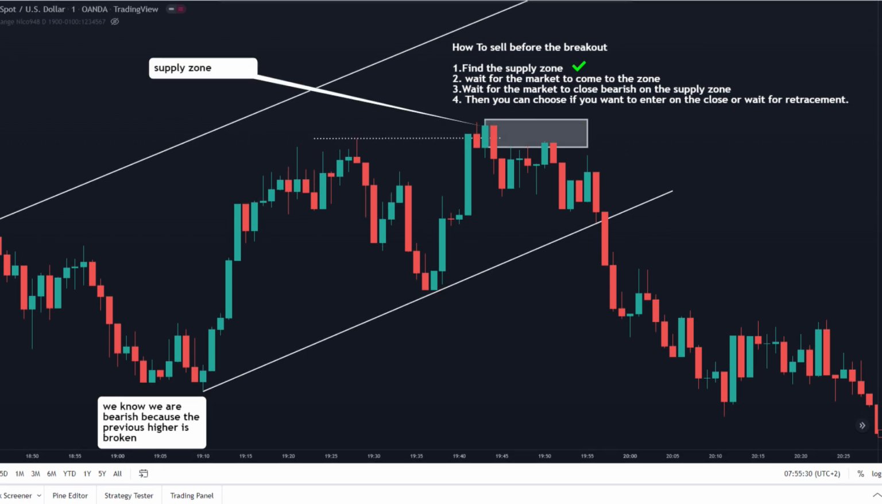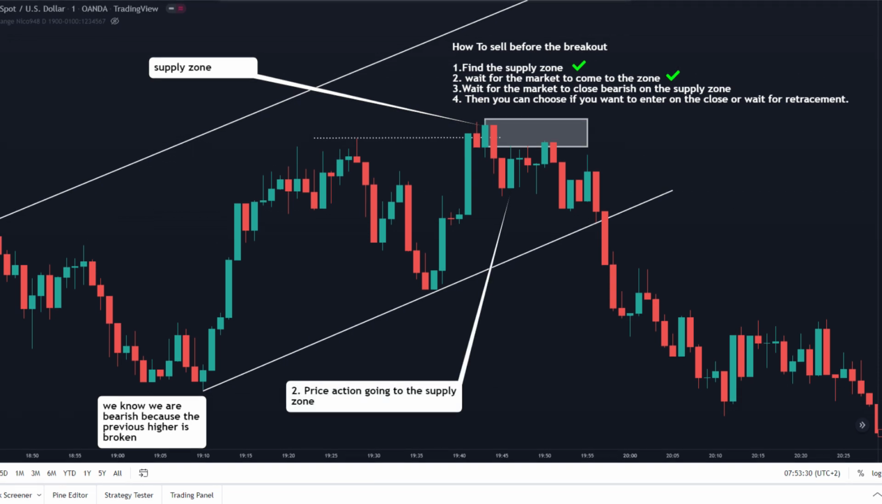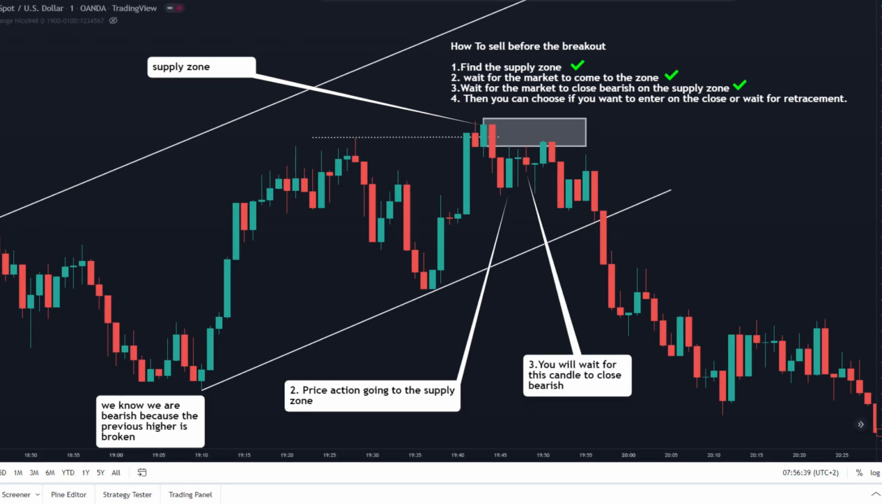Firstly because we are selling we will start by finding the supply zone. Secondly we will find a bullish candle before a bearish candle close. And also price must not trade higher than the supply zone's high before the market can close with a bearish candle. Now on the third checklist we can see that we have a bearish candle close. After when price has touched the supply zone.